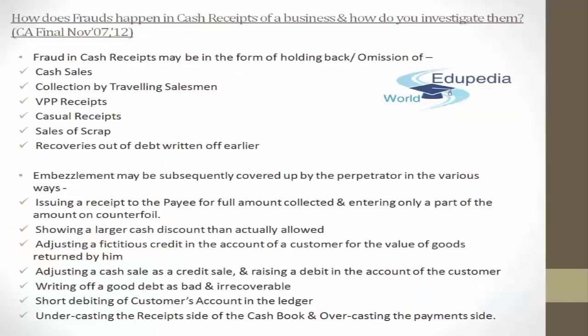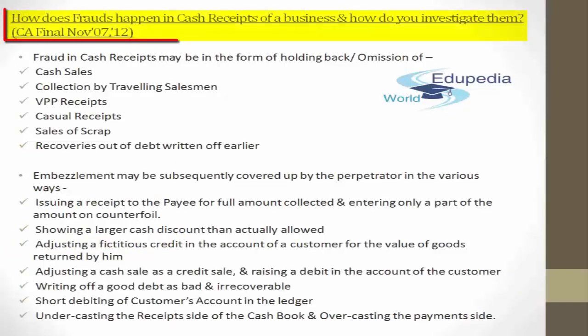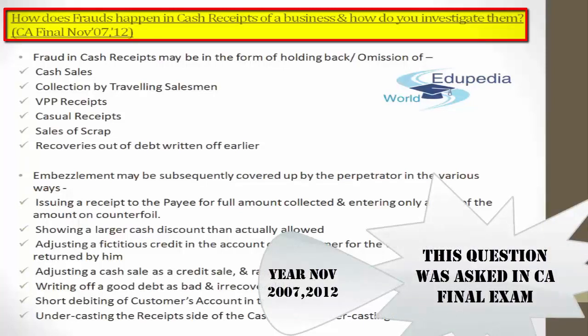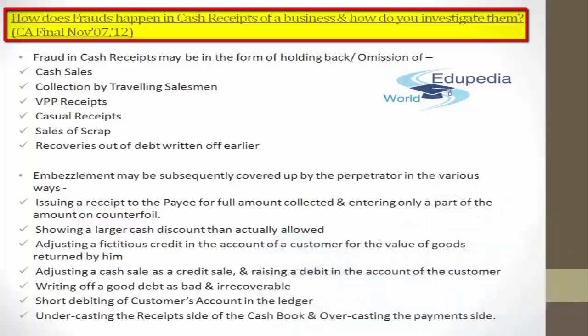We can. Perfect. Let's move towards the second topic of the day, and that will be how fraud happens in cash receipts of the business, and how you as an auditor need to investigate the same? This question was asked in the C.A. Final Examination for November 2007 and November 2012. So in itself, that says this question is extremely important.